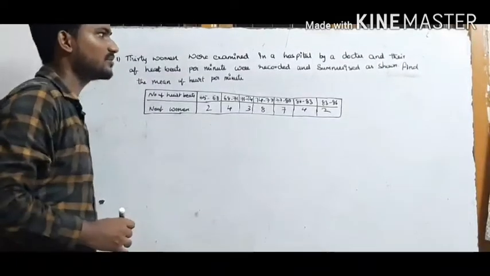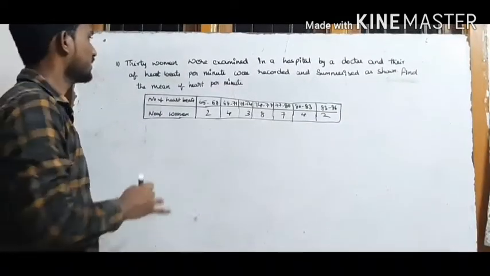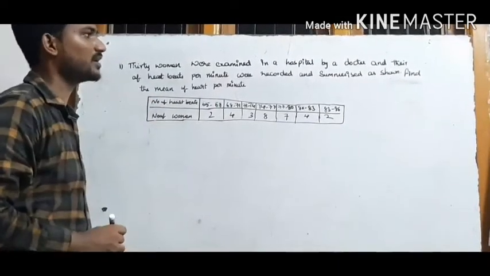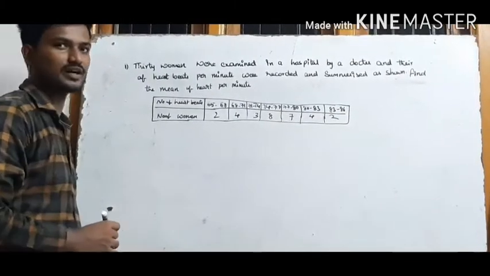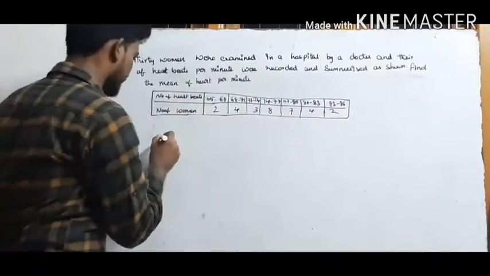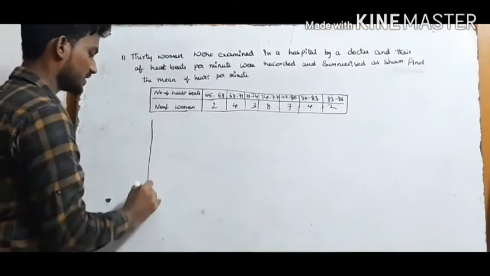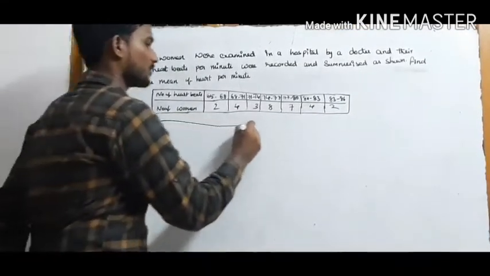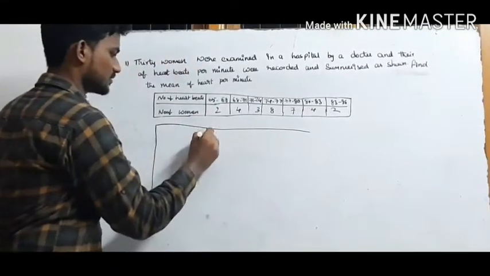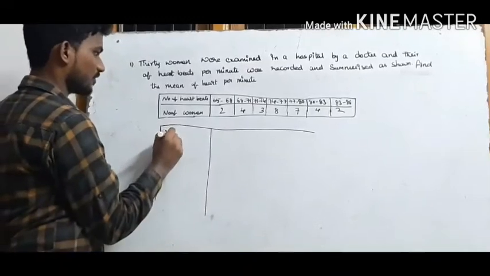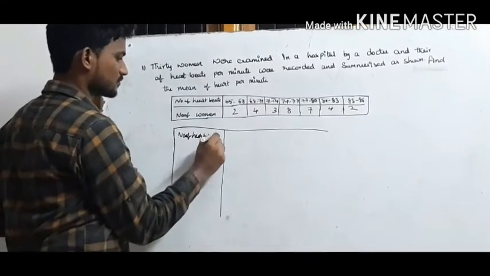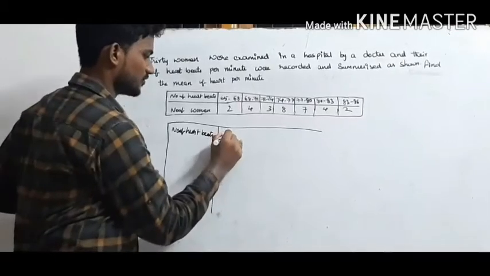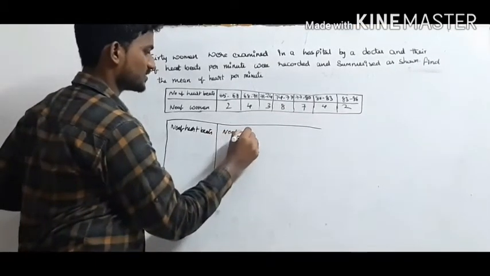30 women were examined in a hospital by a doctor and their heartbeats per minute were recorded and summarized as shown. Find the mean of the heartbeats per minute. First we can take the table: number of heartbeats and number of women.